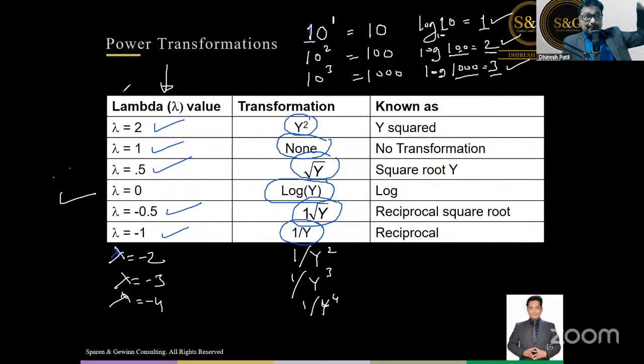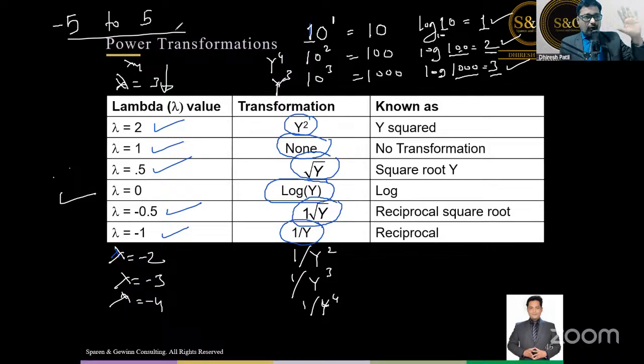Similarly, it goes on the upper side as well. If lambda is equal to 3, then you have to take the cube of it. If lambda is equal to 4, then you have to take the fourth power of it, raised to 4. Are you clear? So similarly, it goes on both sides. Generally, the lambda value is between minus 5 to plus 5. Just for your information. Clear? Everybody with me till now? Just give me yes in the chat box.